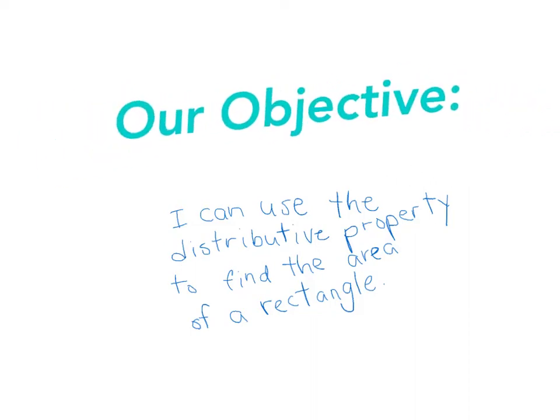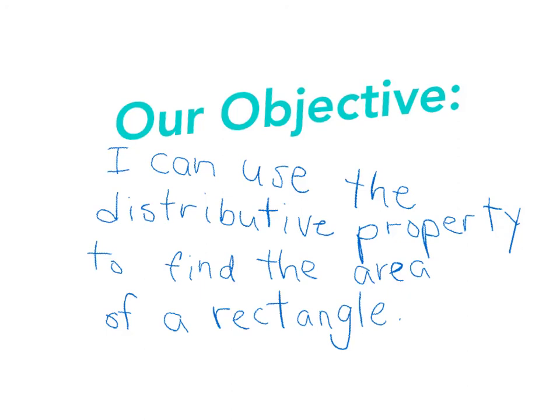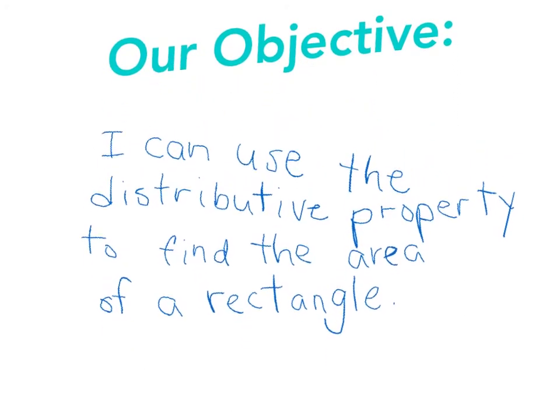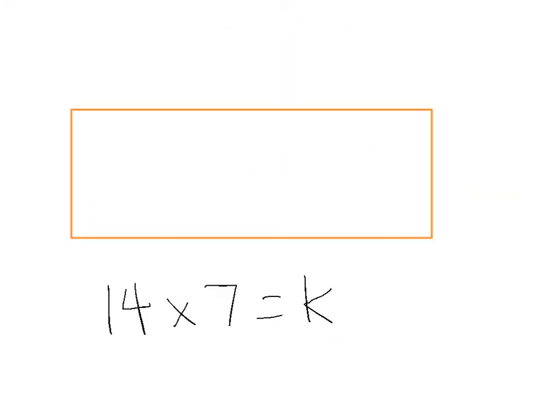Our objective today is to show that you can use the distributive property to find the area of a rectangle. Let's think back to our multiplication unit. If you remember, when we got a larger problem such as this, we didn't know how to multiply it just from basic math facts. So what we did is we took this number, 14, the larger number, and broke it into two parts using the distributive property.